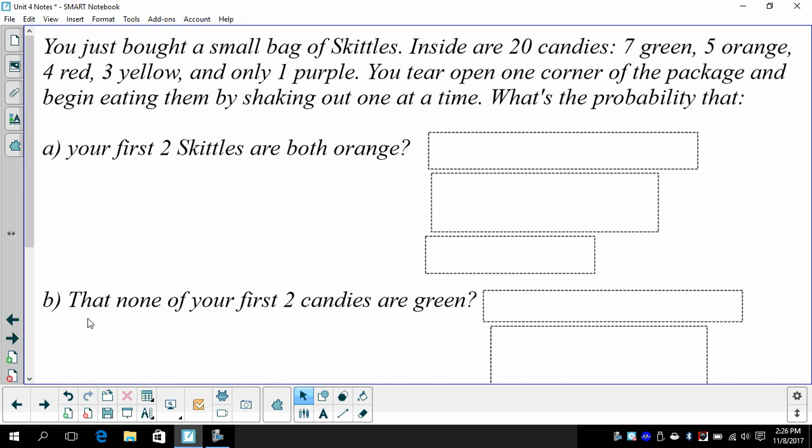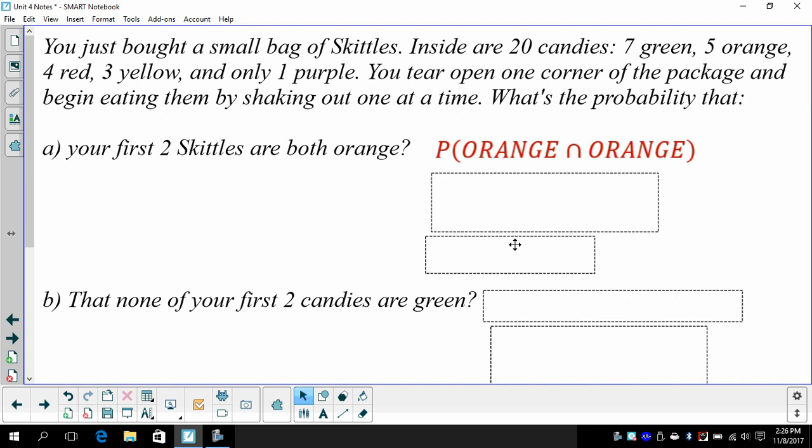So here we have a bag of Skittles, and I've given you the breakdown of the colors of the candies and how many there are in this bag. We want to know the probability that you shake out 2 Skittles, and your first 2 Skittles are both orange. So the probability of drawing an orange and an orange. Once we take one Skittle out, we're not putting it back. So these aren't independent events. My first event affects the probability of the next one.